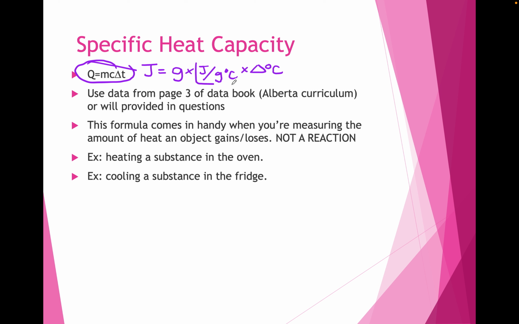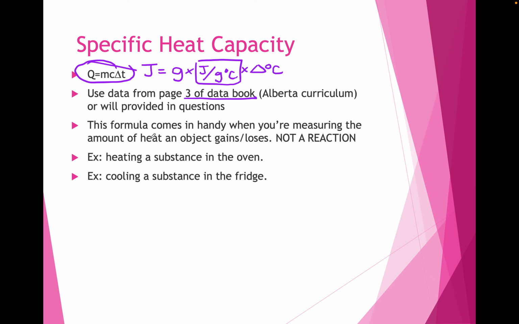With this value, your specific heat capacity, if you are not given it directly, or if you're not finding it, then it is going to be on page 3 of your data booklet if you're in the Alberta curriculum. So there's a few listed there, like copper, aluminum, iron, and so on.